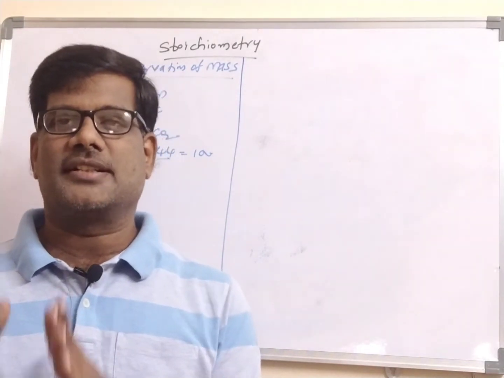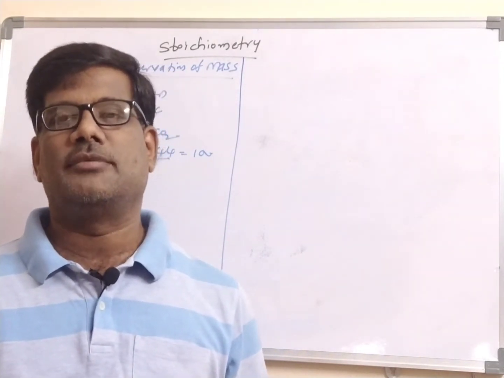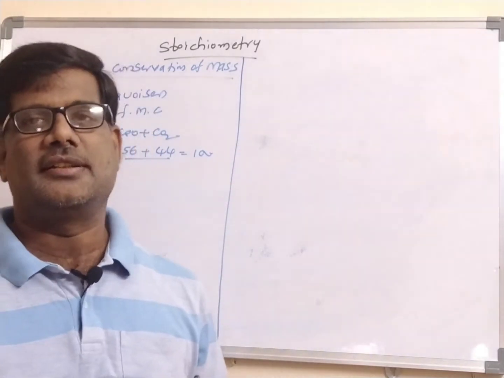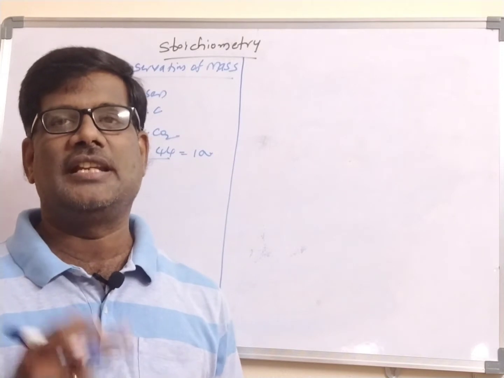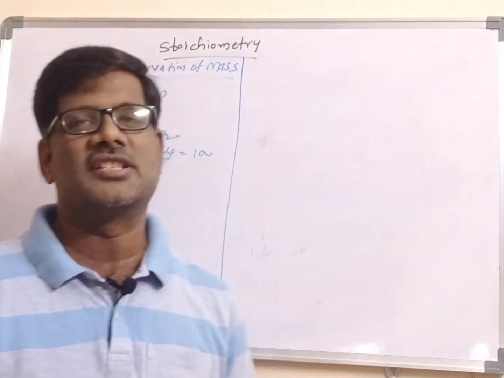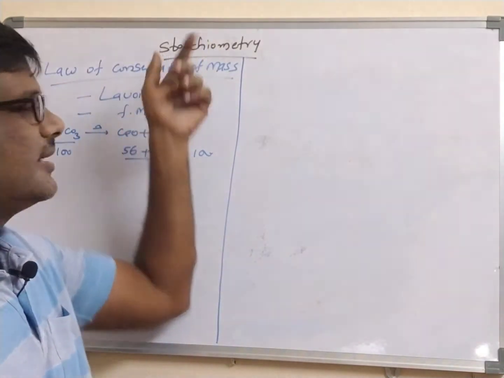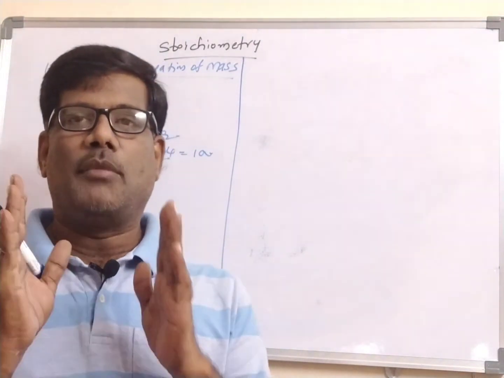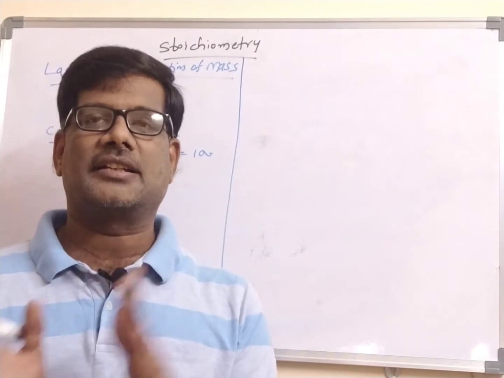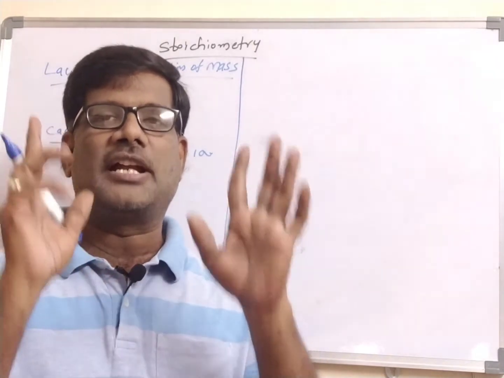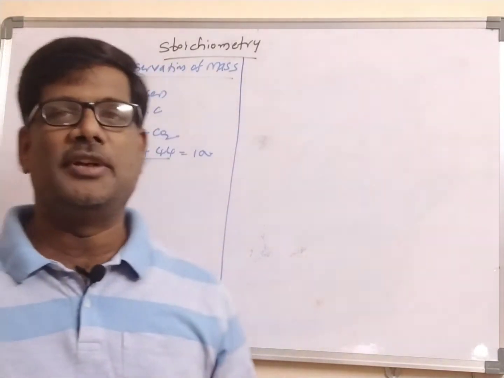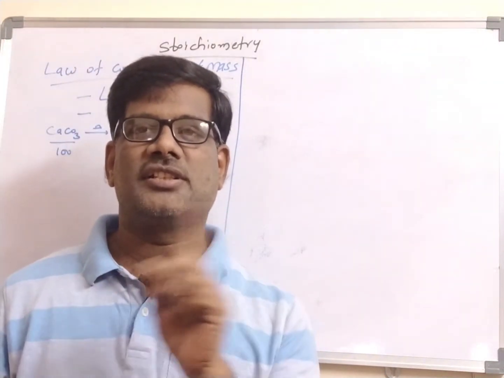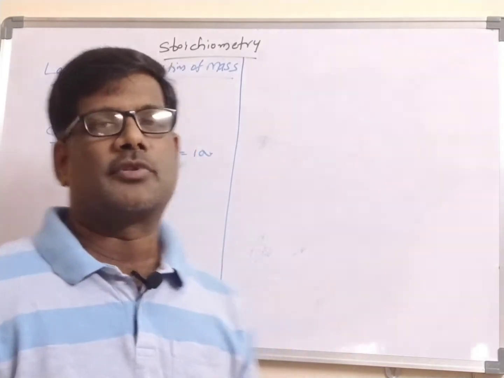Total amount of the mass of the reactant is always equal to the total amount of the mass of the product, which is called as the law of conservation of mass, which was given by Lavoisier. He is called as the father of modern chemistry. Now, what is the relation between this and stoichiometry? What is the stoichiometry? Stoichiometry is a branch of chemistry which deals with the mass relations between the reactant and the products.